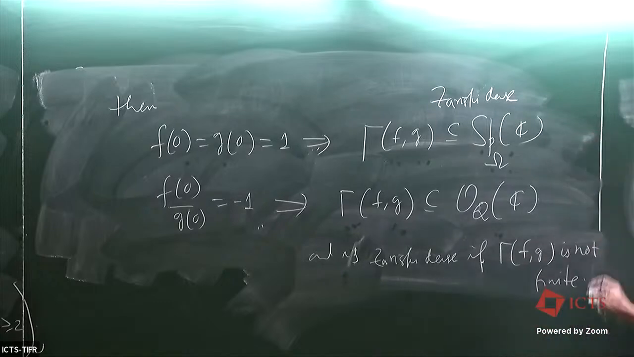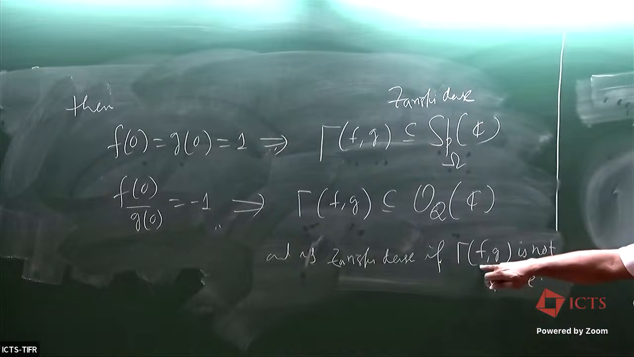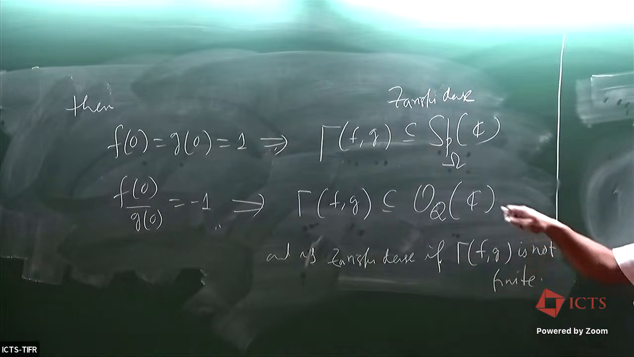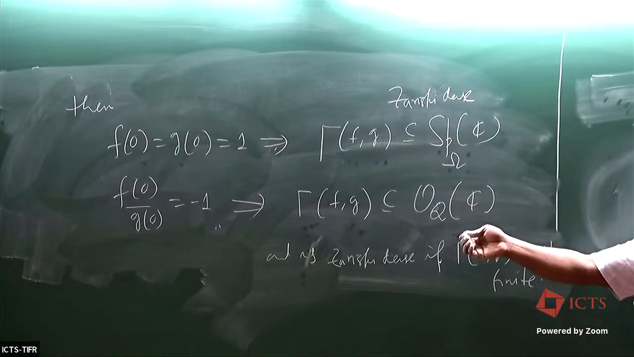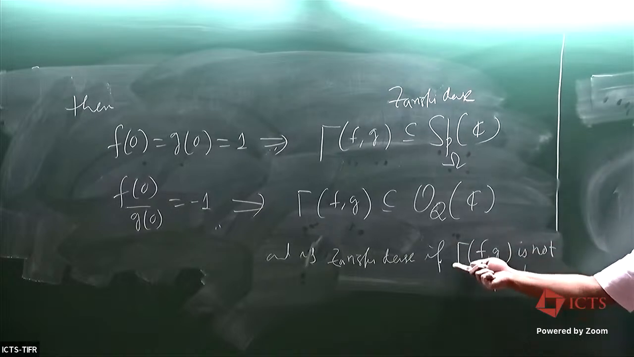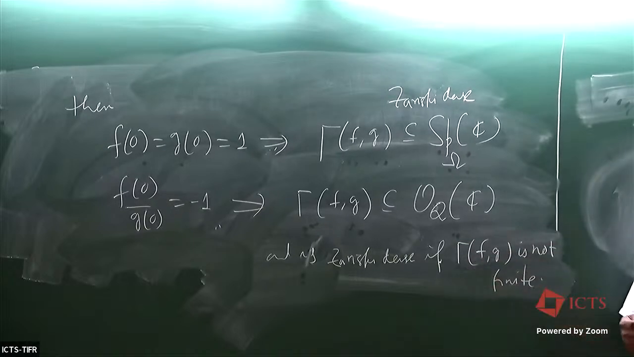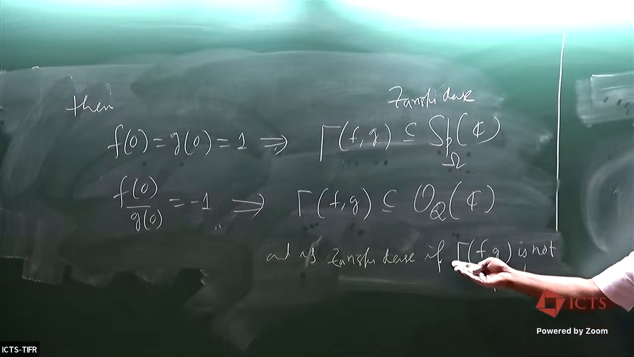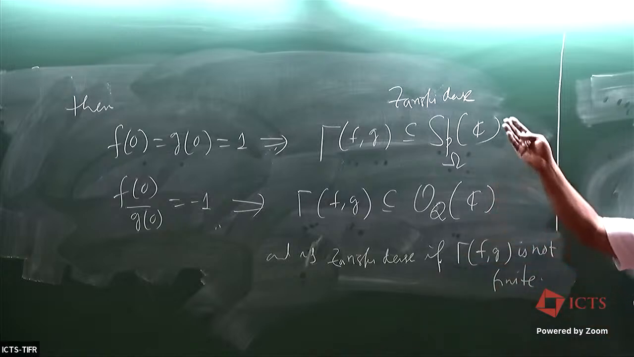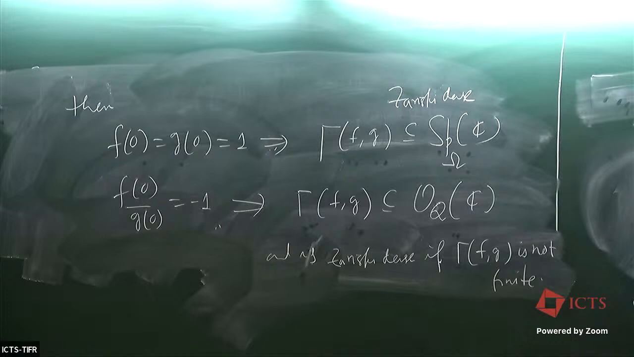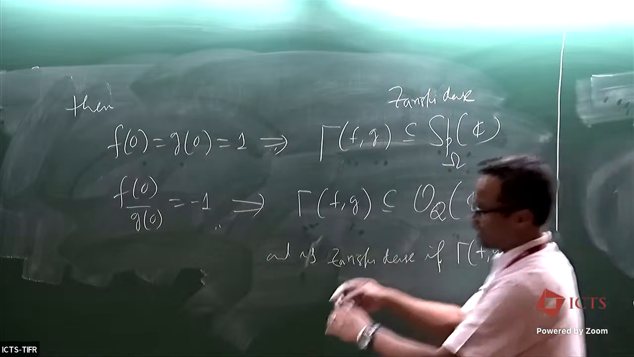And they have also nicely classified all such pairs of polynomials for which the corresponding hypergeometric group is finite. They correspond to some parameters: if and only if the corresponding parameters alpha j and beta j interlace on the unit circle. I'm not going to write that. So this is what we get.